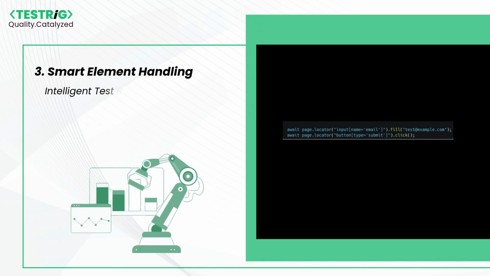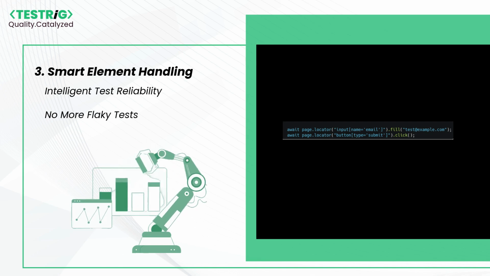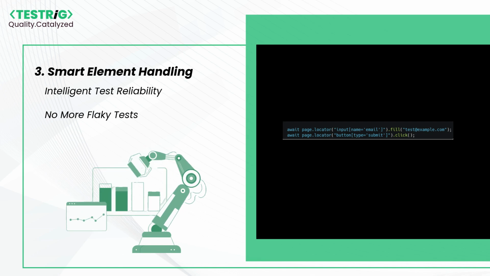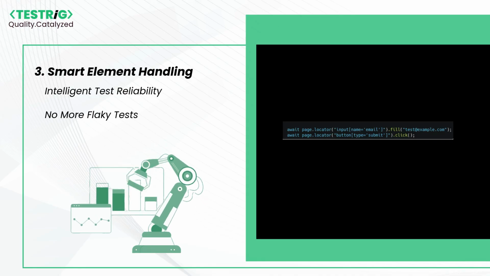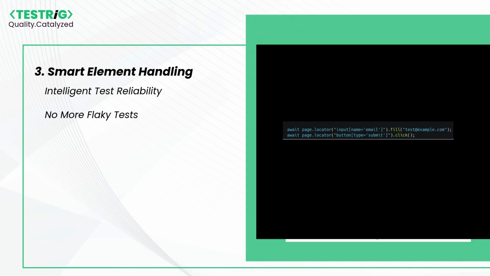Say goodbye to unreliable tests. Playwright's auto-wait mechanism ensures elements are fully stable before interaction. It automatically detects dynamic UI changes, eliminating the need for manual wait statements.